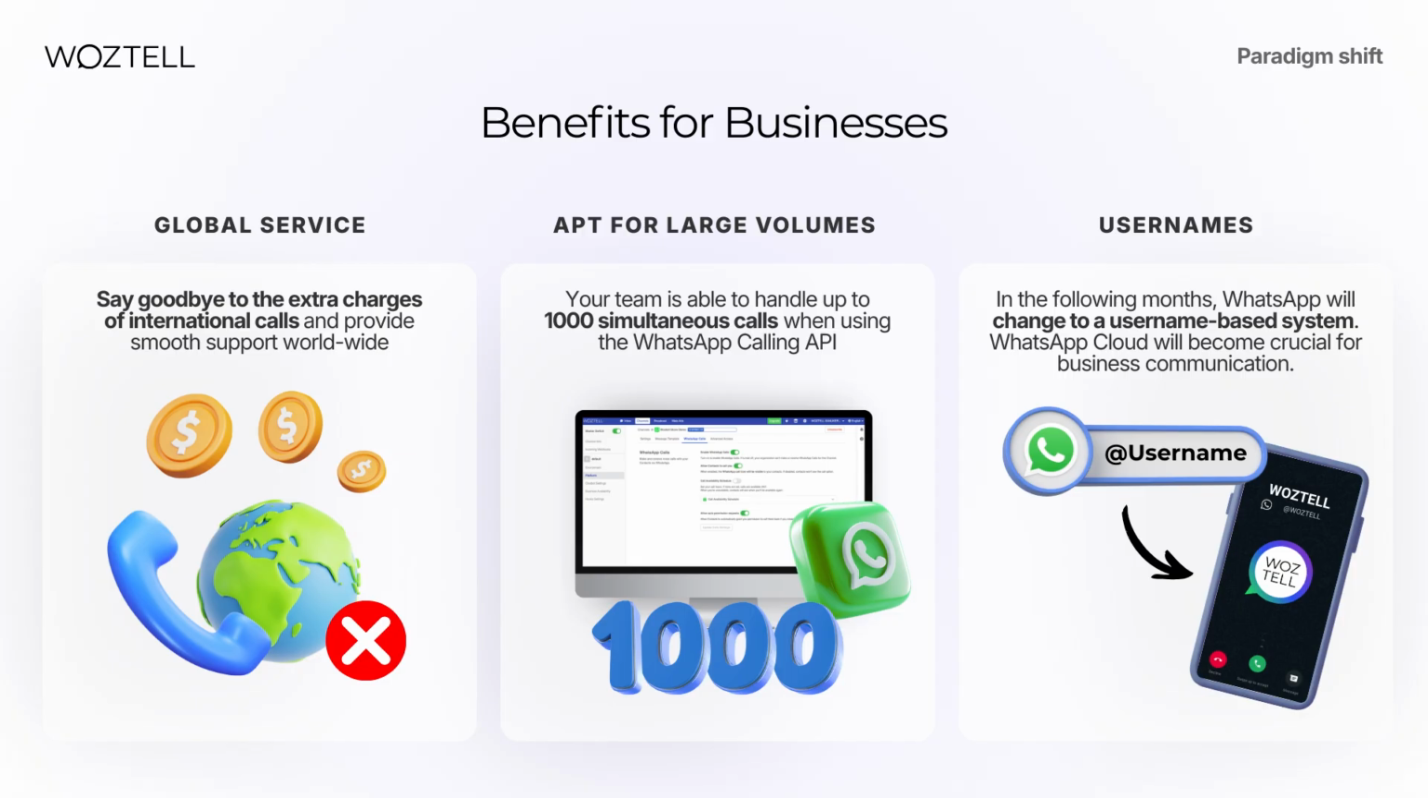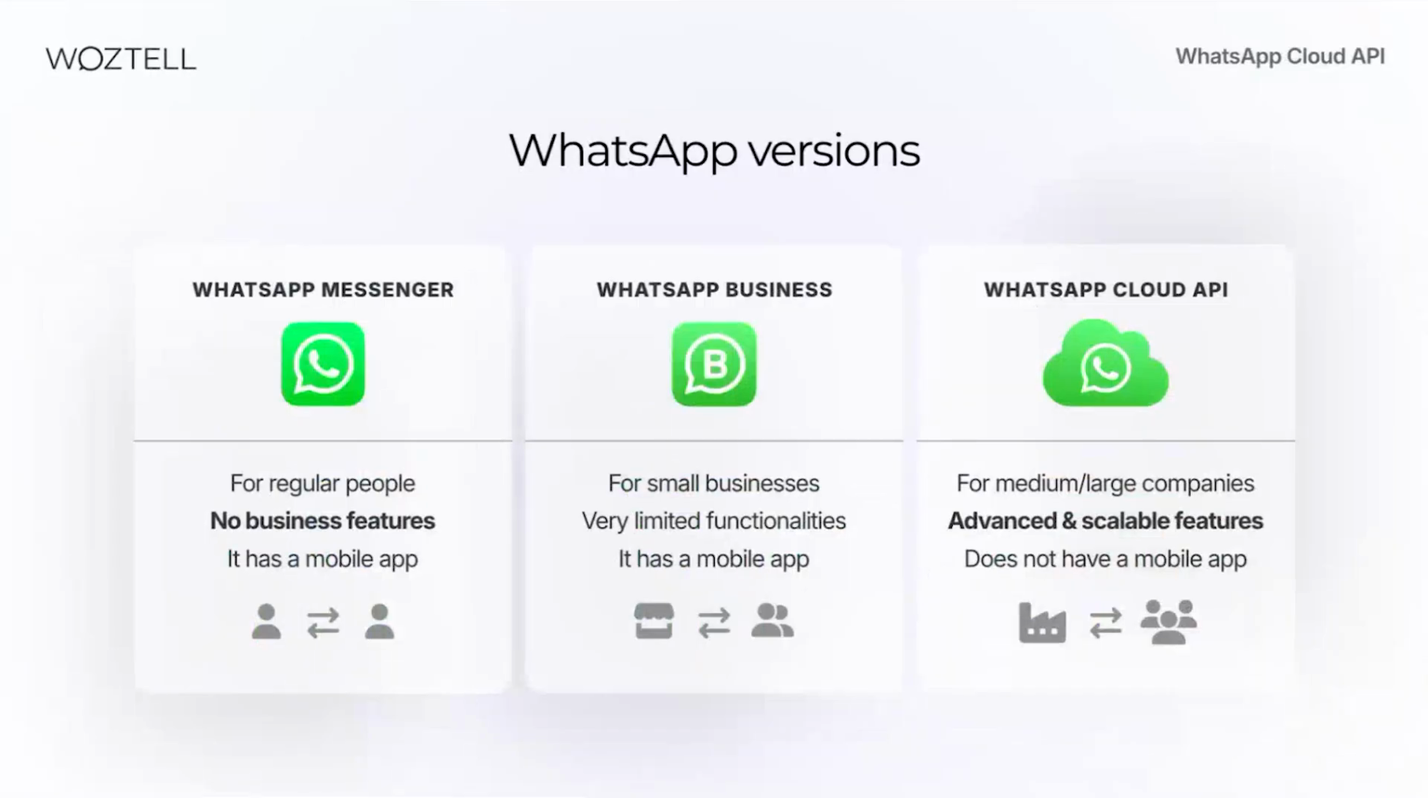And in the following months, WhatsApp will change to a username-based system. What does this mean? This means that you are not going to be able to save your number, okay? We are not going to be able to save the number in WhatsApp. We are going to be able to save, for example, at WOZTELL, at Sanuker. You already know this about the WhatsApp versions.